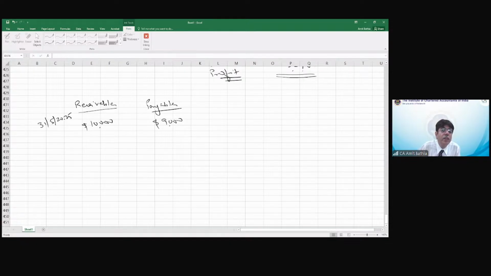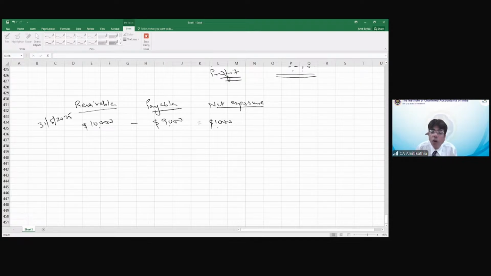In that case, the net exposure which is there is only for $1,000. So what is my net exposure? Only $1,000. Are you all with me? Right? So if I have to take any cover for this particular exposure, then that would essentially be only and only for $1,000.